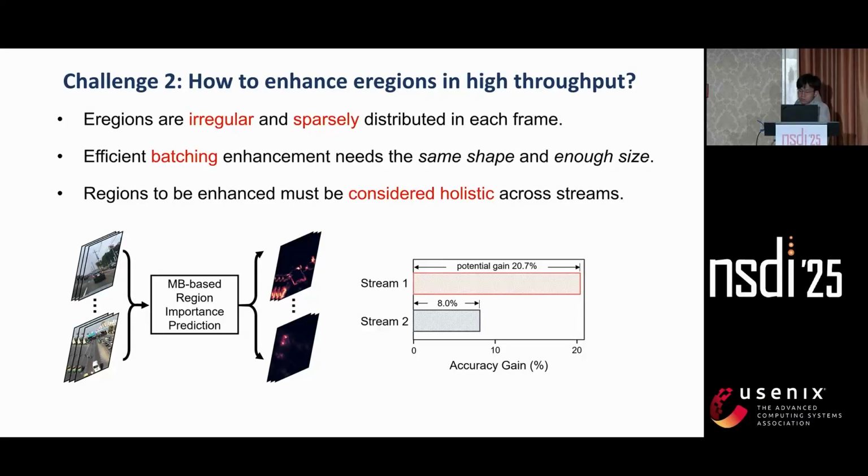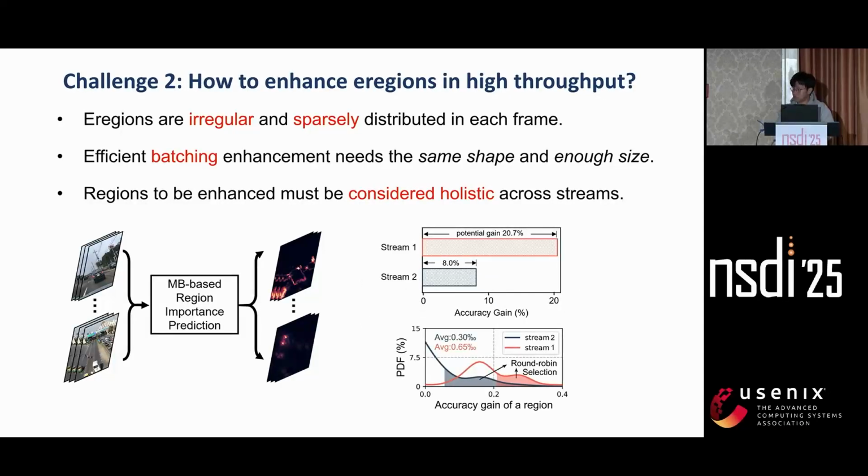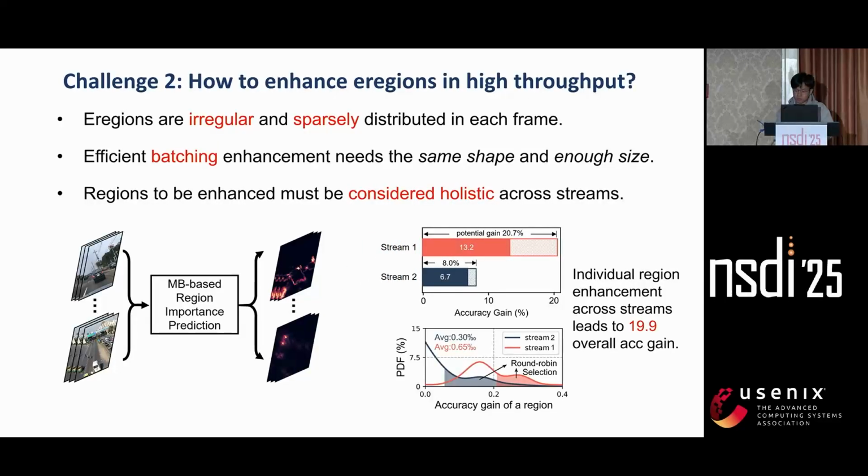For example, there are two streams which have different potential gains, and we use a case study to show this. We first use a round-robin method to select regions across streams and allocate the same size of regions to each stream. We can find that round-robin can only achieve 60.2% and 13.2% and 6.7% gain at stream 1 and stream 2, leading to about 20% overall accuracy gain.